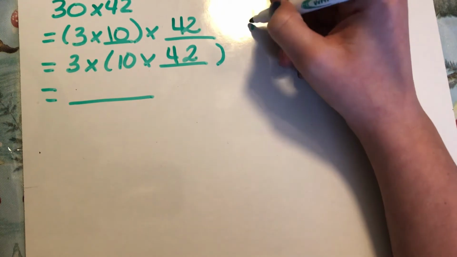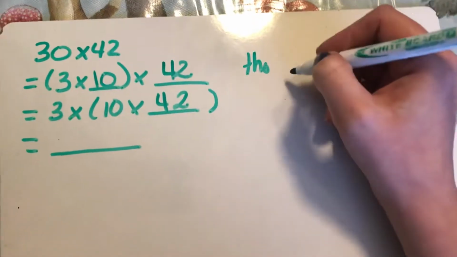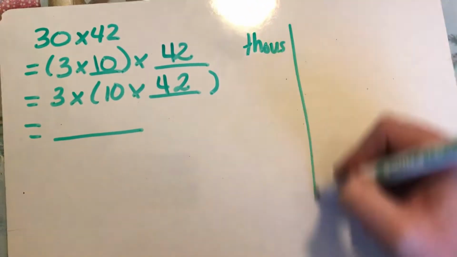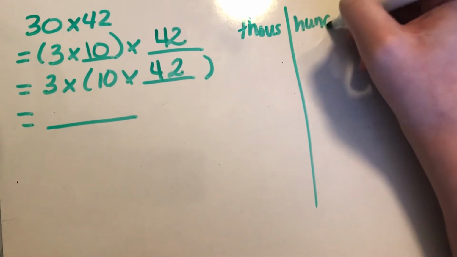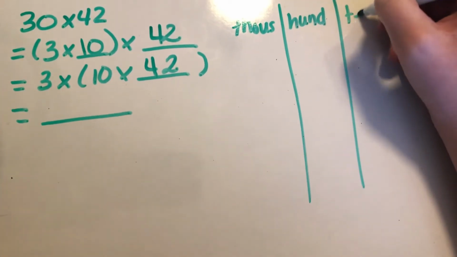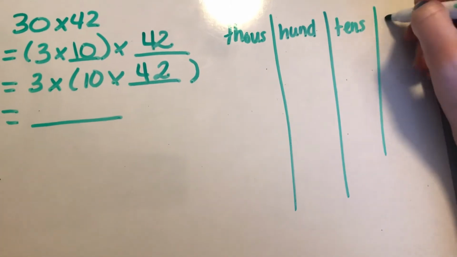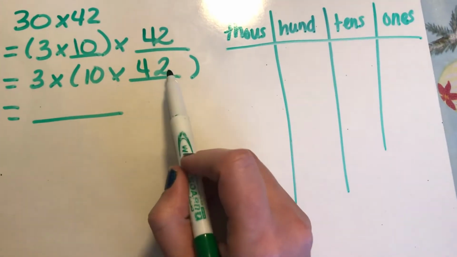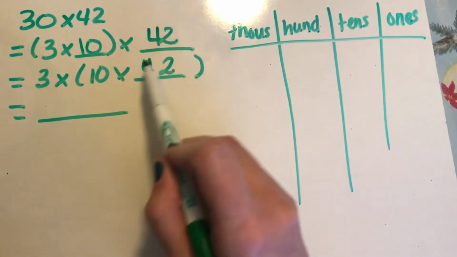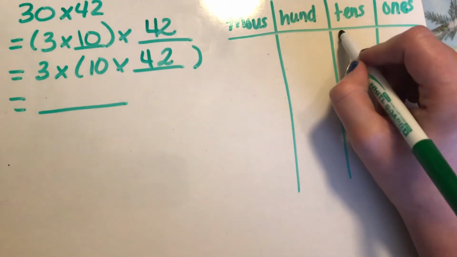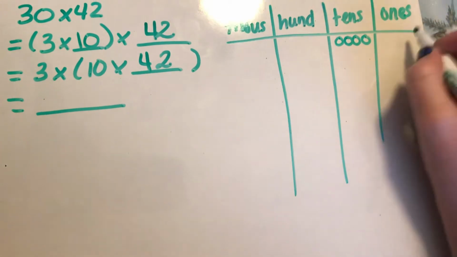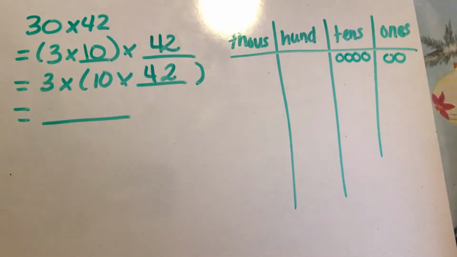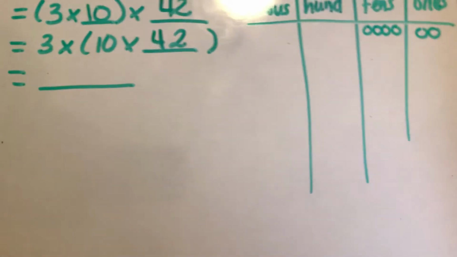I'm going to do thousands, and I'm going to write that short. Hundreds, tens, and ones. Okay, I'm going to draw that first number that is not broken apart, which is 42. So I should show 4 tens, 2 ones, because that shows 42.